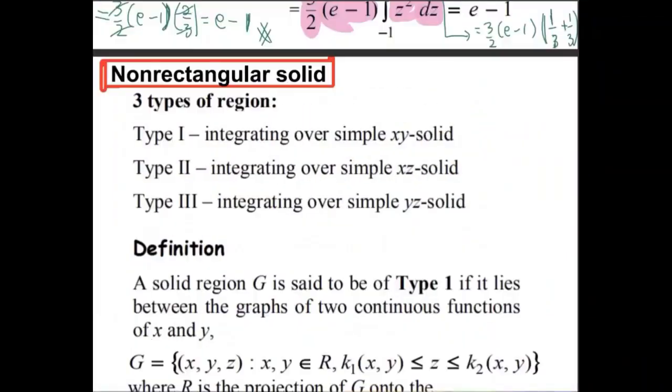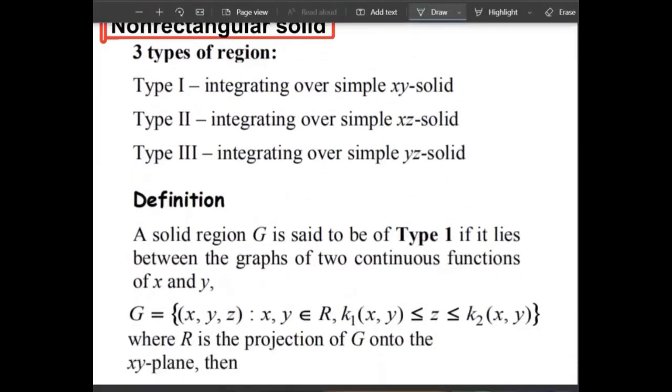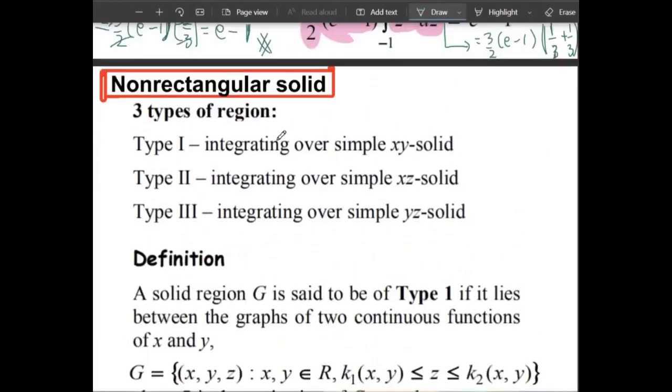Class, remember we have two types of Cartesian, which is rectangle and non-rectangle. So how about if we have the non-rectangle solid? You have three types of region: type 1, type 2, type 3. If we choose type 1, we will integrate over the xy plane. If we choose type 2, we will integrate over the xz plane. And if we choose type 3, we will integrate over the yz plane. So let us see how.